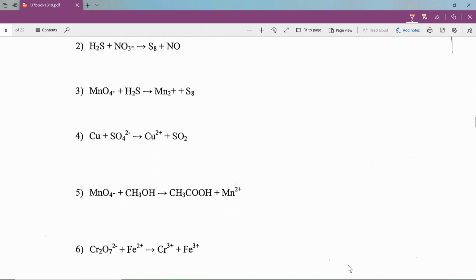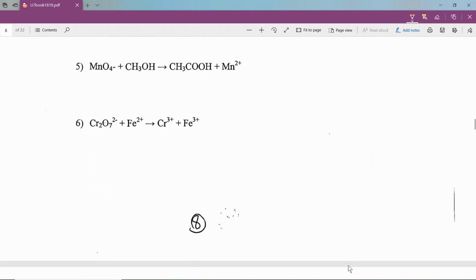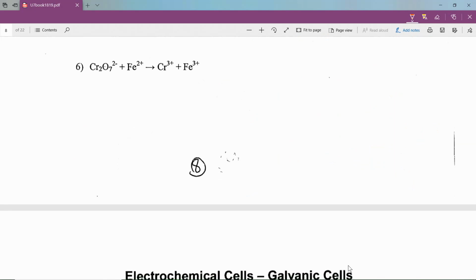Then there's some other ones for you to try. So I'm going to let you try those. Or do you want to try? Should we try one more together? Why not? Let's try this one because there's lots of room on the bottom of page 8.